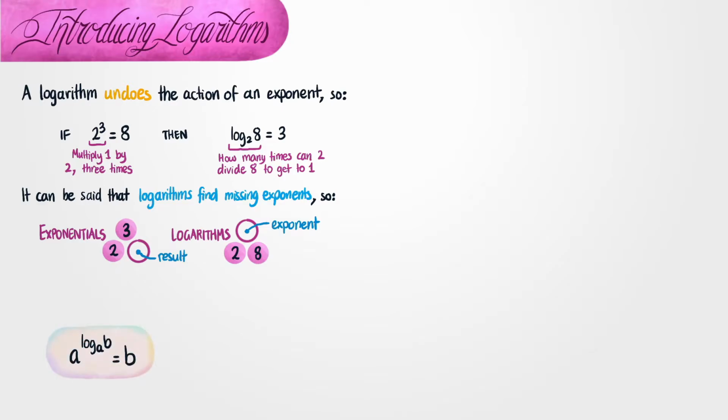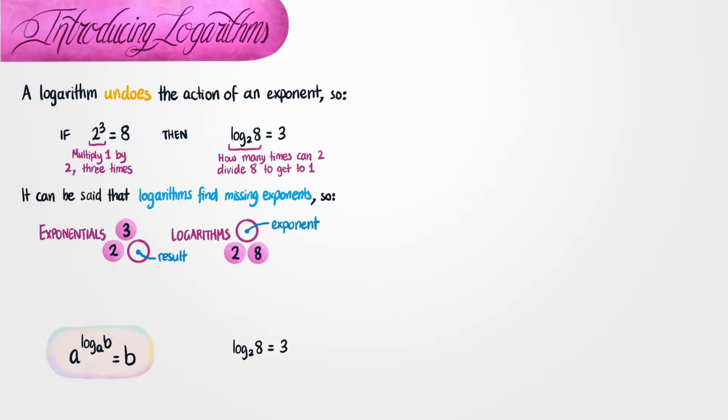So anytime we have anything in this form, where you have a to the power of log a of b, where a and b can be any number you like, you can just cross out the a with the log a, and you'll be left with the number b. But rather than starting on the left and working towards the right, you're going to notice that the same is true if we start on the right and work to the left as well.